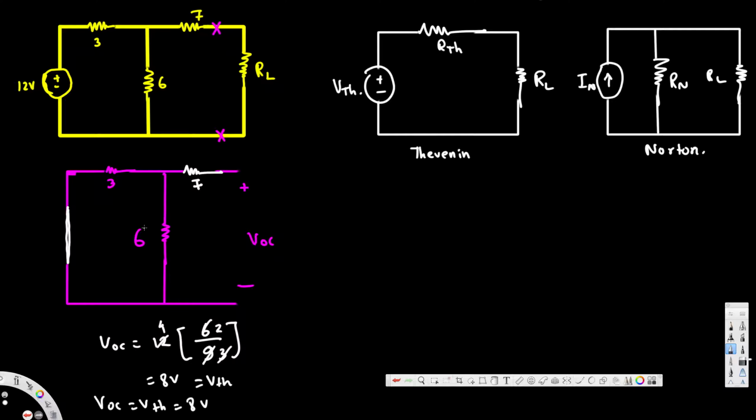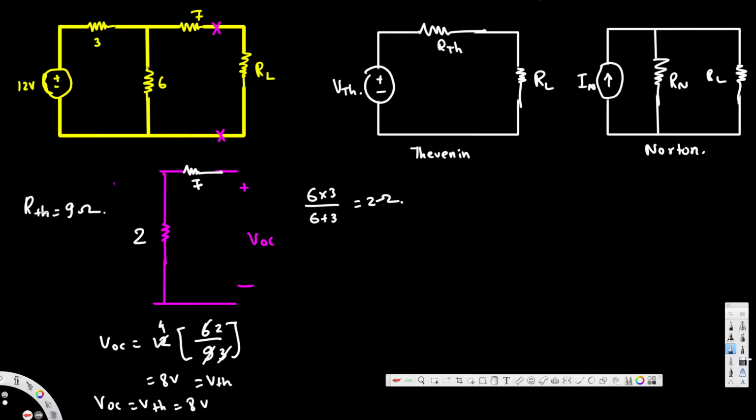You can see these two are parallel, so we can do product over sum. The product is 6 times 3 divided by 6 plus 3, so that's 18 over 9, which gives a 2 ohm resistance. So the equivalent resistance for these two is 2 ohm. Now we can get rid of this part and replace it with 2. This 2 and 7 are in series, so 2 plus 7 is 9. So RThevenin is going to be 9 ohm. RThevenin and RNorton are equal, so RNorton is also 9 ohm.